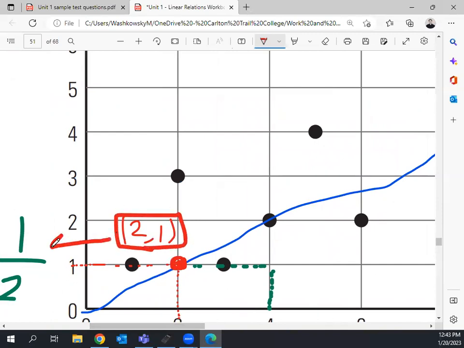So that was exactly what we did up here. I found a point on my line at 2 and 1. My rise is 1. My run was 2. Boom, there's a slope right there.